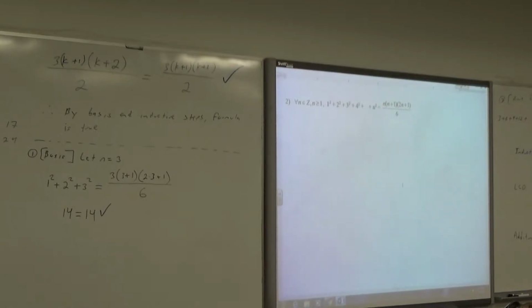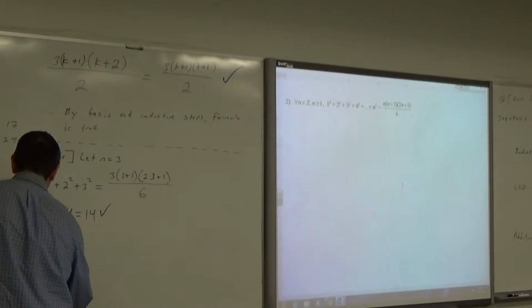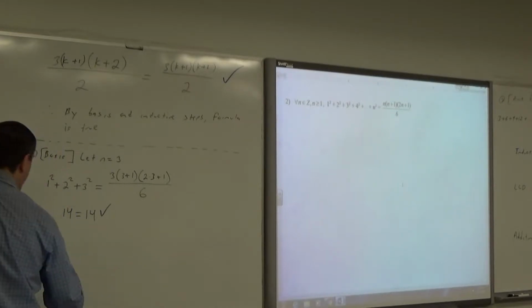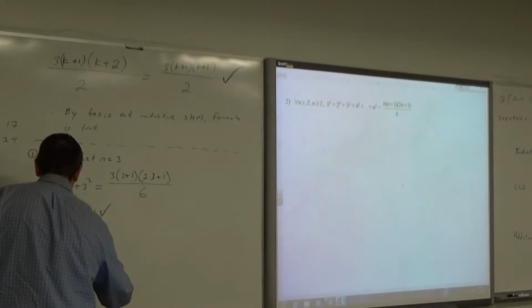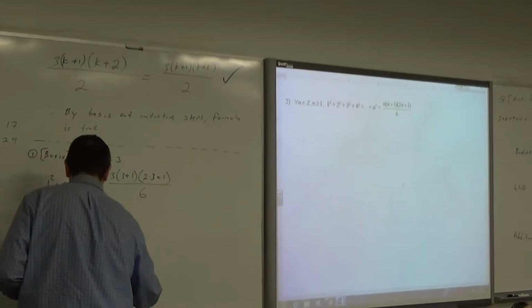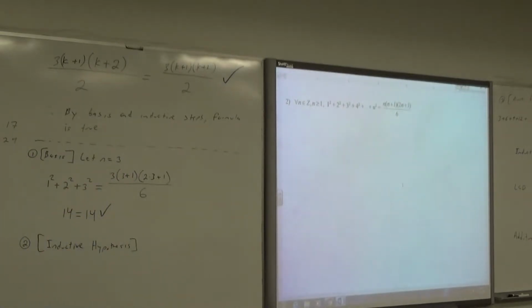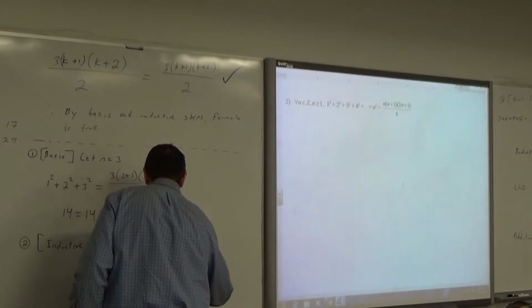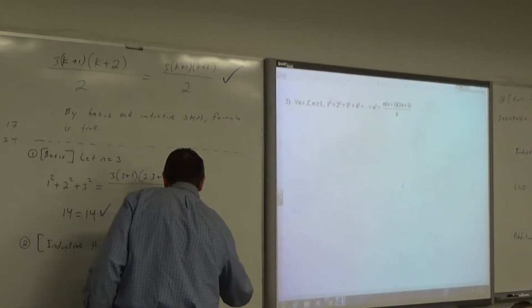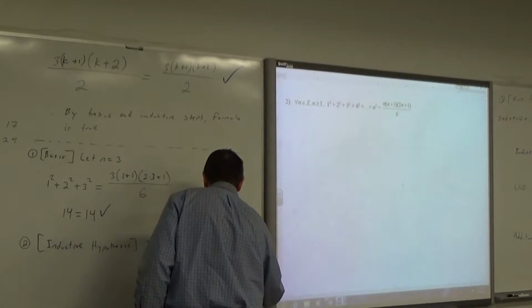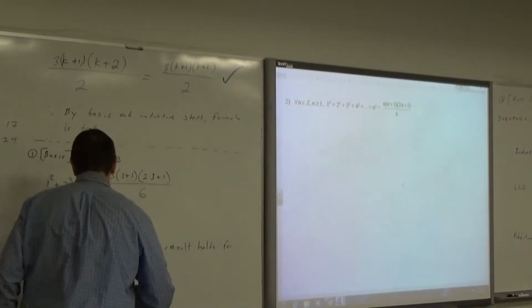All right. Step 2 is the inductive step. We have to assume that this holds true for all n equals k. So step 2, and again, for the first couple times, I'm just going to put this in brackets. This is the inductive hypothesis. We assume, it looks like the result holds for small values of n. Okay, so we're going to say the result holds for small values of n.